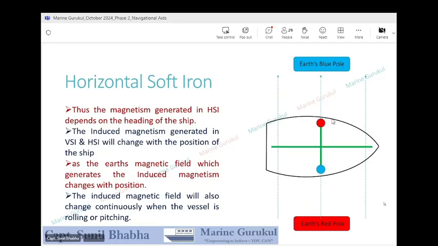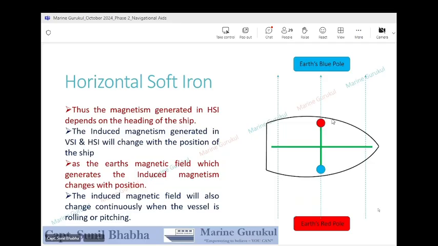Clear, beta? Very good. Let's move ahead. Excuse me, sir. Go ahead, beta.